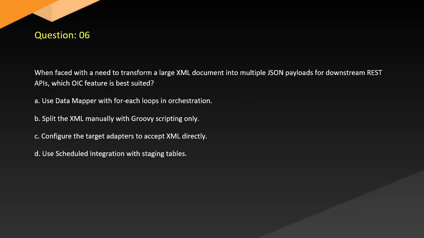Question 6. When faced with a need to transform a large XML document into multiple JSON payloads for downstream recipients, which OIC feature is best suited?